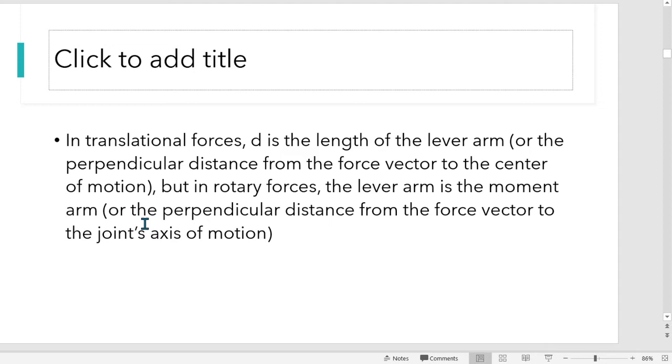No? But in rotatory force, the lever arm is the moment arm. When you say moment arm, where is the force active, and where is the axis of rotation? When you say axis, it is the fixed point where the object moves around, no? Okay, these are rotational forces. So perpendicular, take note of the word perpendicular, means 90 degrees. Okay.